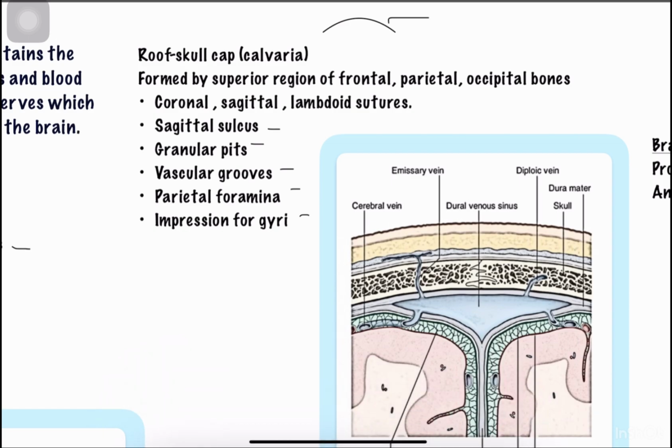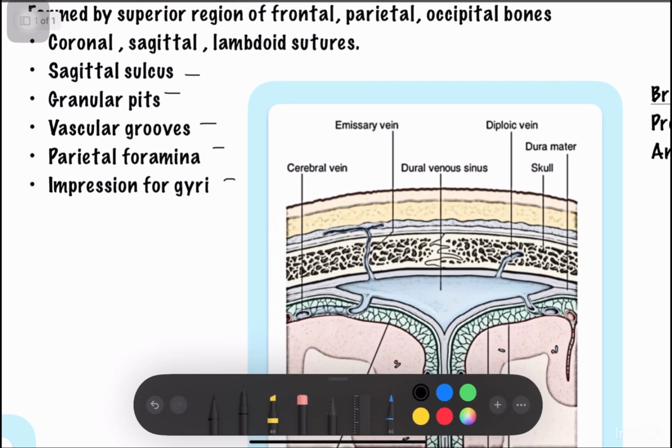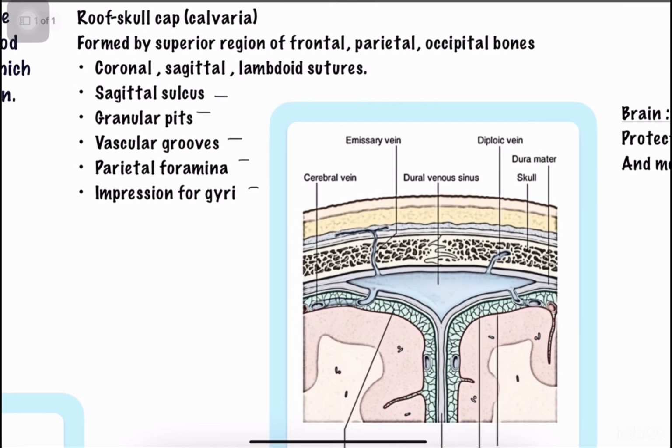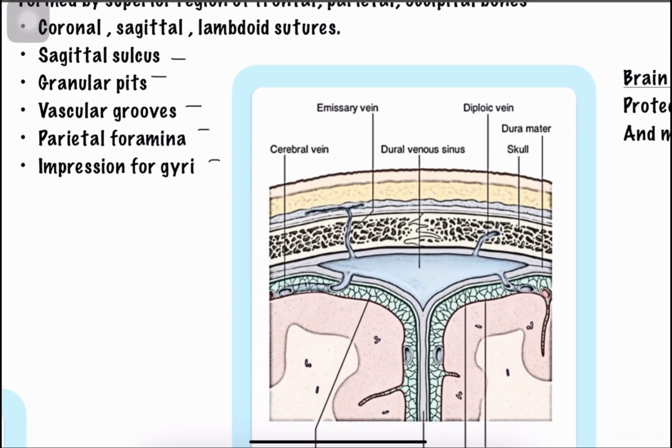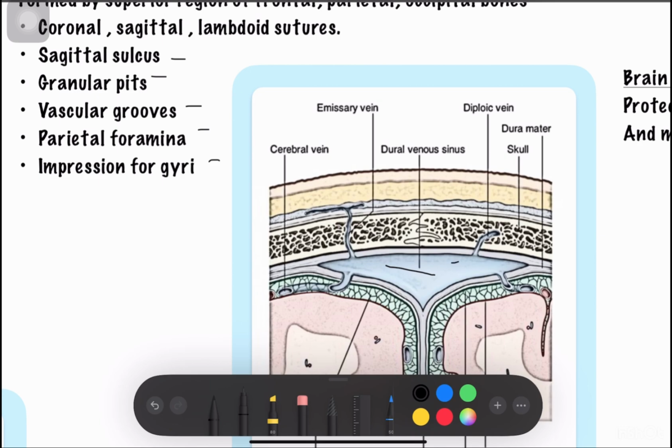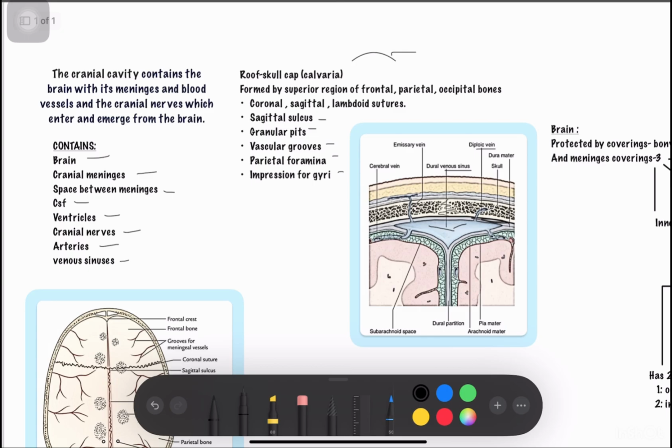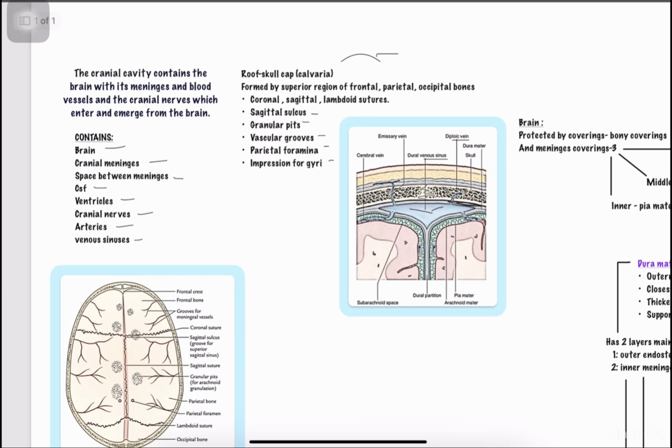So over here we can see the space created by the dural fold, which is the dural venous sinuses, the veins, and the dura mater. This is the dura mater, the cerebral vein, emissary veins, and all these present here.